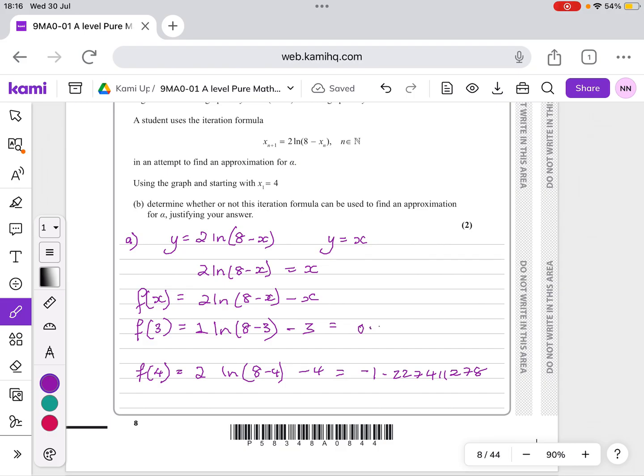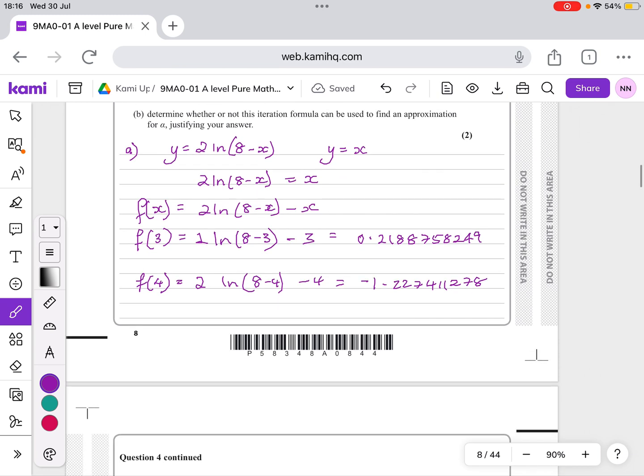I'm going to go back up and just change the 4 to 3. And I get 0.218875824. Hopefully you can see that, lovely. That one is positive and one is negative, which is what we're looking for. If there isn't a change of sign, there is a problem. You've done something wrong. So we can say there is a change of sign.